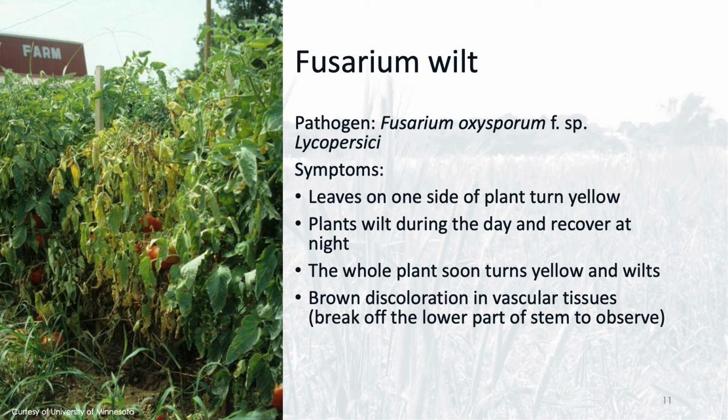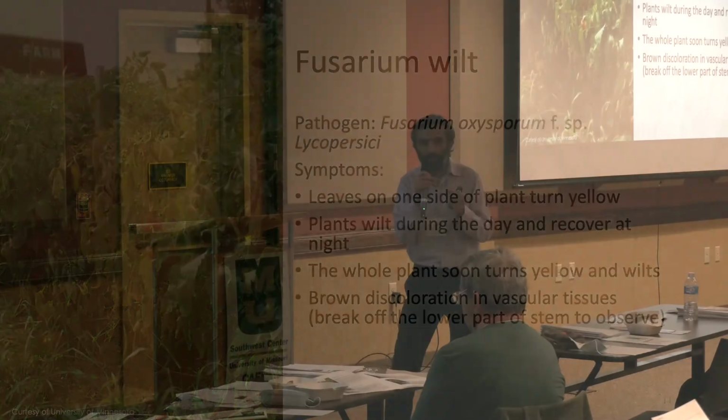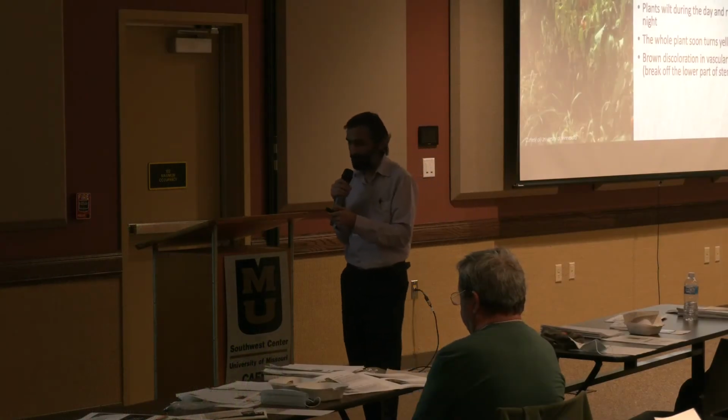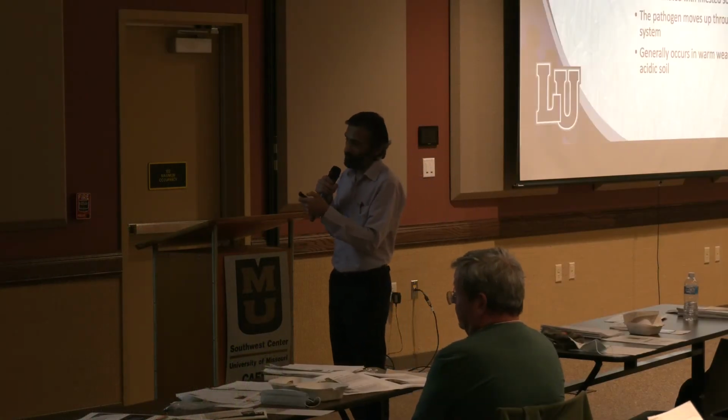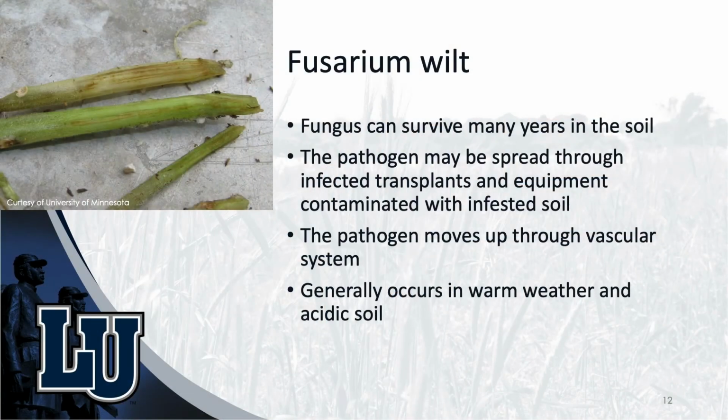Another best way to confirm this disease is to break off the lower part of the stem. If you break it off and look at the stem, you will see a brownish discoloration. That is another indication that it is caused by the Fusarium species. Sometimes it is also on the outer side of the skin, where you can see some streaks, but the internal discoloration is more common than this one.